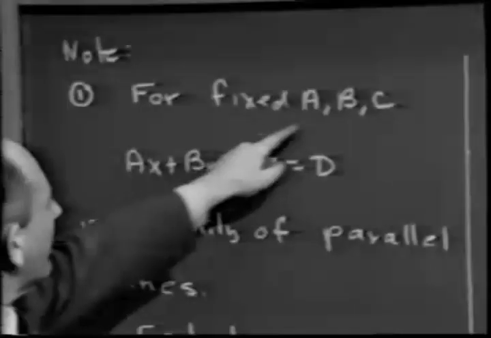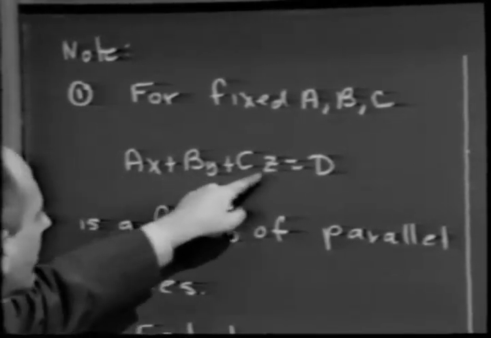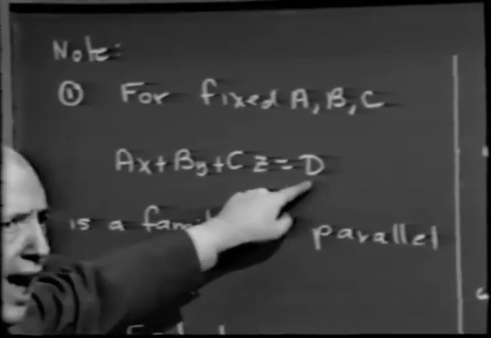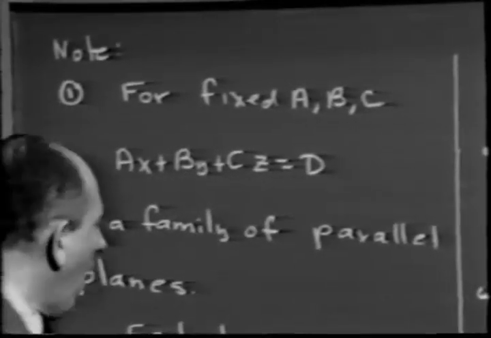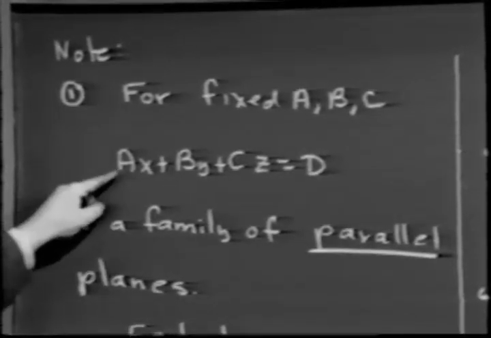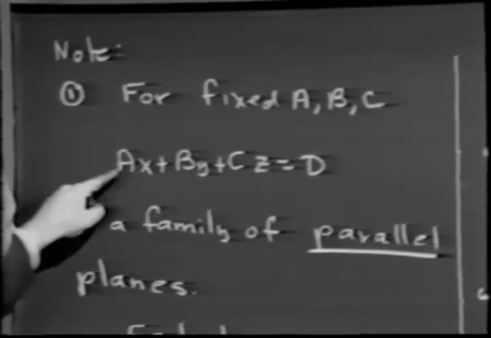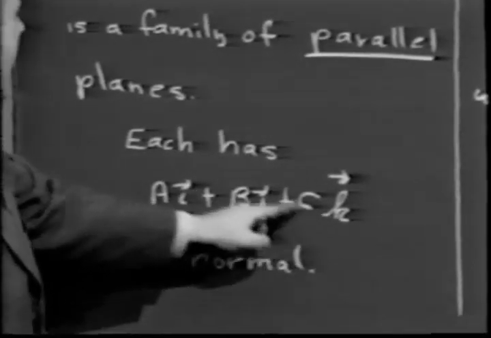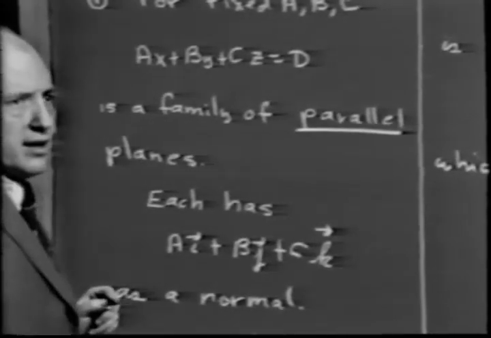Let's just note this way. For fixed a, b, and c, the equation ax plus by plus cz equals d. See, forget about the 0 on the right-hand side. Let d be an arbitrary constant. What I'm saying is that this equation is a family of parallel planes. And why is it a family of parallel planes? Because every plane in this family has as a normal vector ai plus bj plus ck.